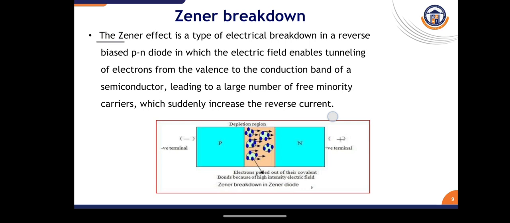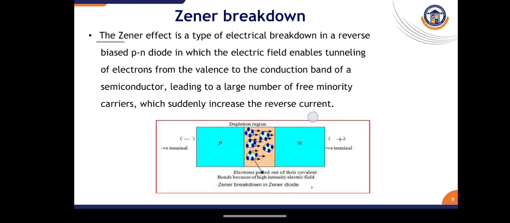If we go on increasing the reverse voltage, the depletion region will also go on increasing, and it leads to a breakdown in that junction. So at one point, that is said to be the breakdown voltage of that Zener diode. On that condition, the Zener current starts to increase tremendously.